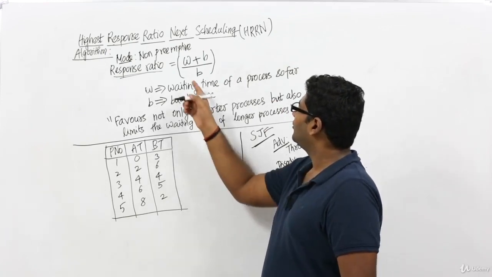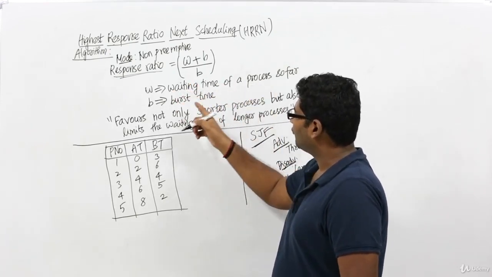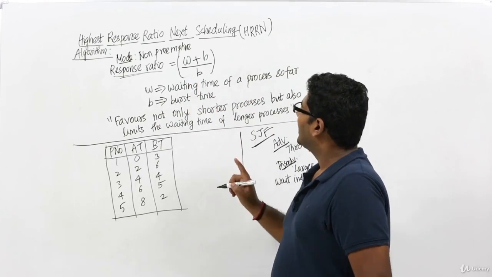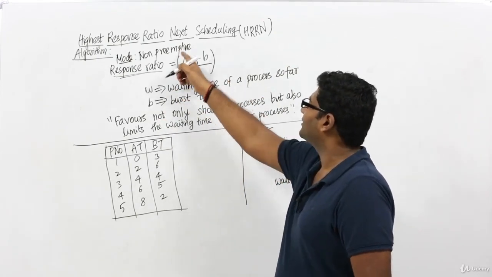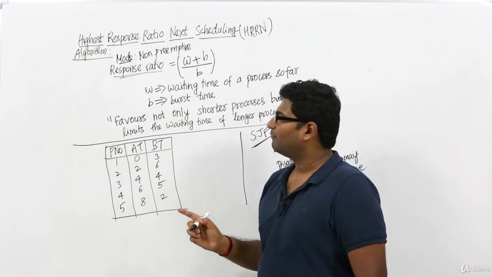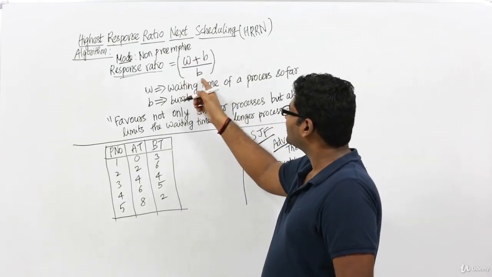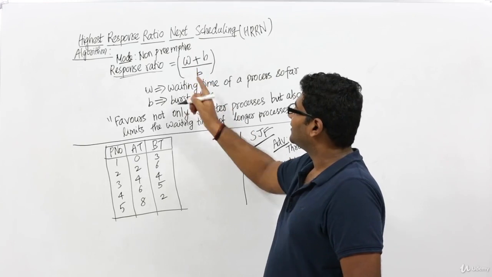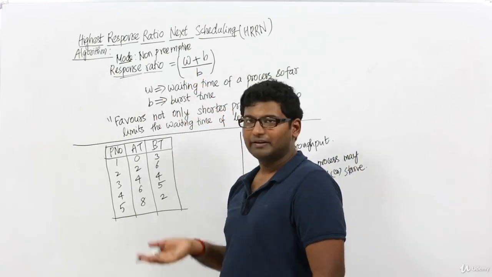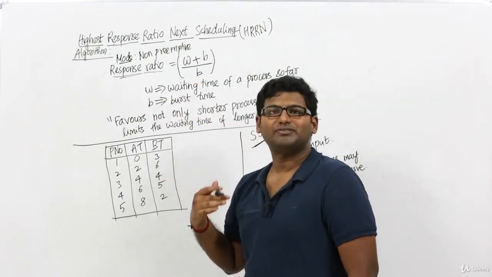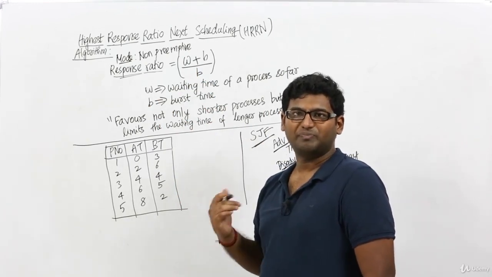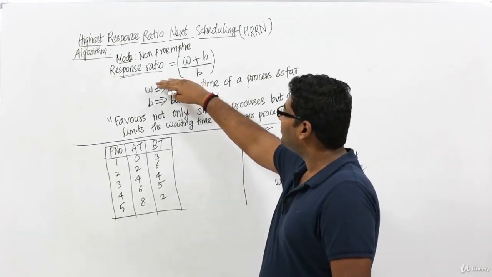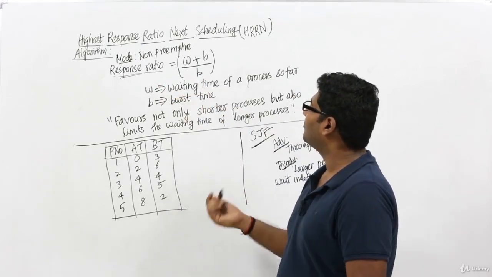Now what is meant by W is the waiting time of a process so far, and B is the burst time. See, as W increases, this ratio will definitely increase, right? As the numerator increases, this fraction's value will increase, as a result of which this response ratio will increase. Now, the higher the response ratio, the more chances of that process being picked, which means we are actually increasing the priority of this process. That is what we mean by this.